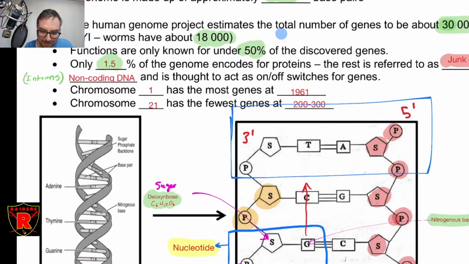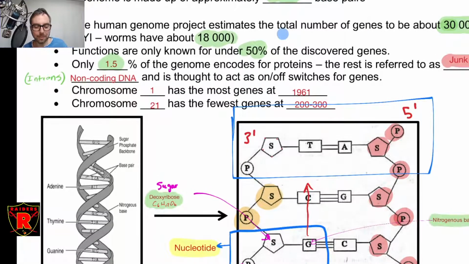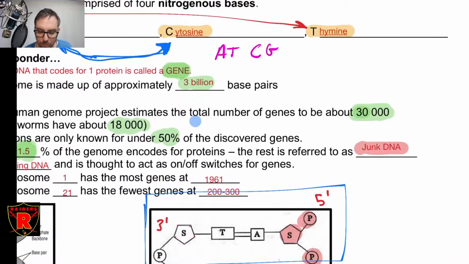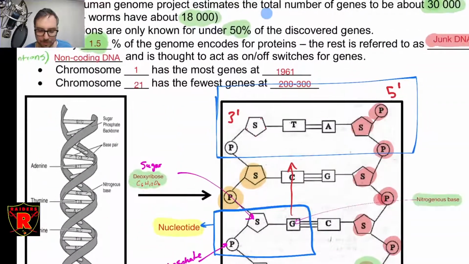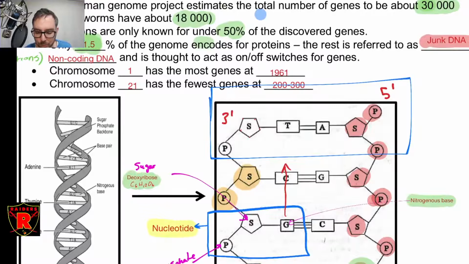About 1.5% of that 3 billion base pairs actually encodes for proteins. So those are the sections that we would call genes. Only 1.5% is genes. So that might seem weird to you. You're like, well, what's all the rest? There's so much other DNA that isn't genes.